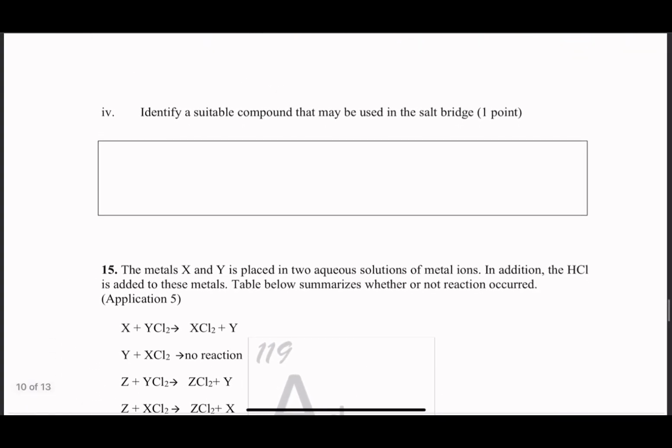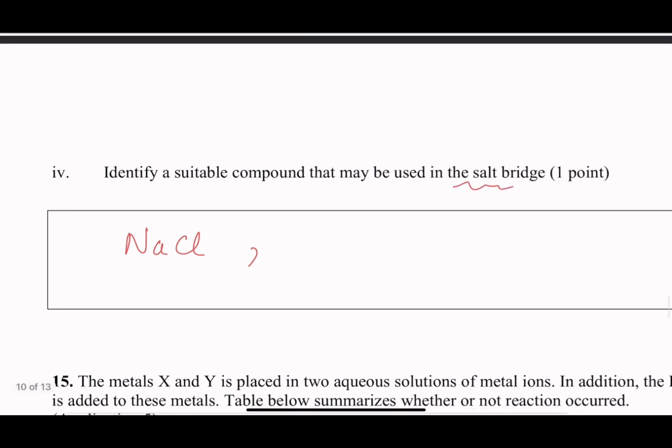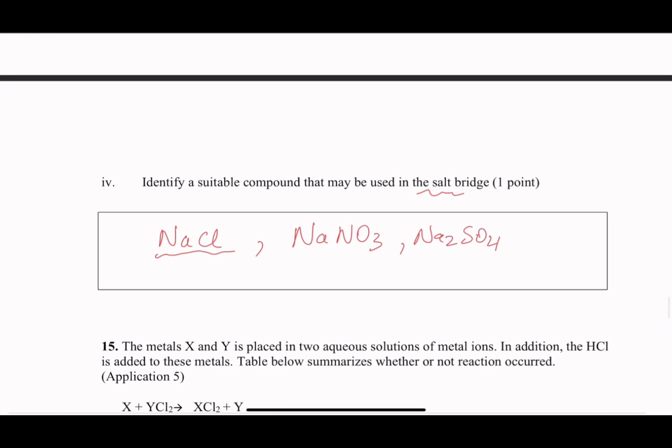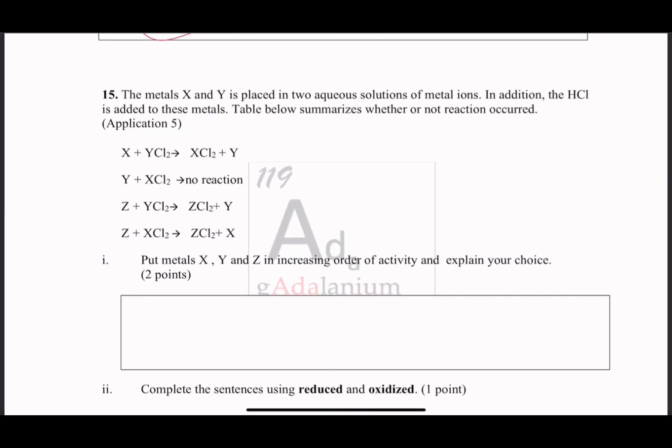Okay, identify a suitable compound that may be used in a salt bridge. You can use sodium chloride, as it says from the name. It's gotta be a salt. So sodium chloride is table salt, the one you know the most. But there are salts like sodium nitrate too. Okay, there are salts like sodium sulfate too. These are all valid salts. You can just write one of them and it will work.